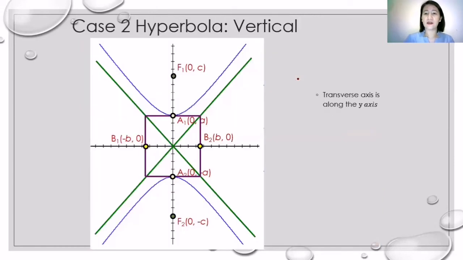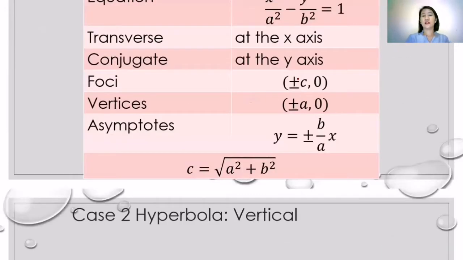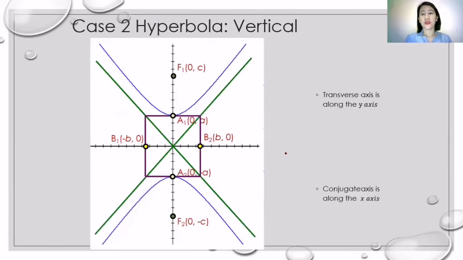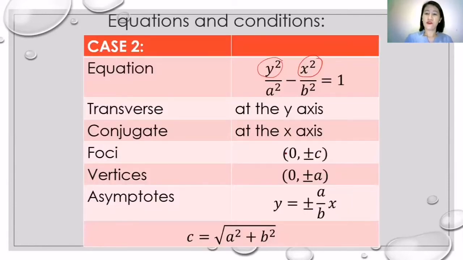Now, let me go back to the previous case. Look at this one. You have x squared over a squared minus y squared over b squared. So it means that since you have a positive x squared, your transverse axis is along the x-axis. Negative y squared, conjugate is along the y-axis. And then, comparing it with the next one, the foci is already a y-intercept, even the vertices.